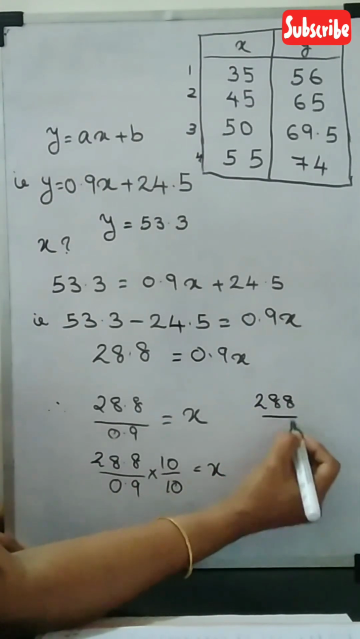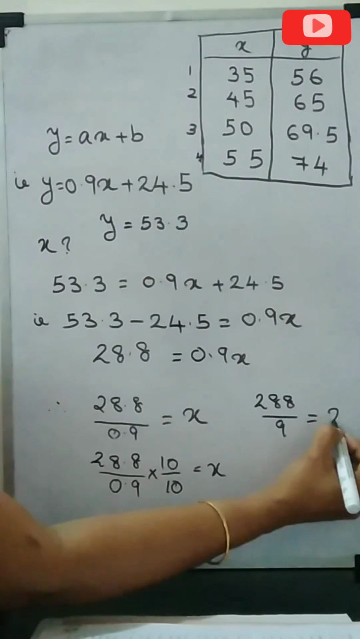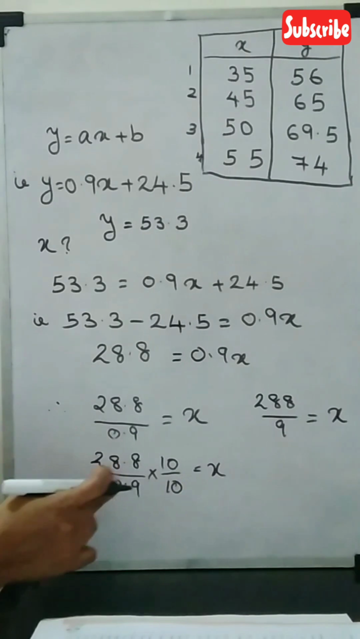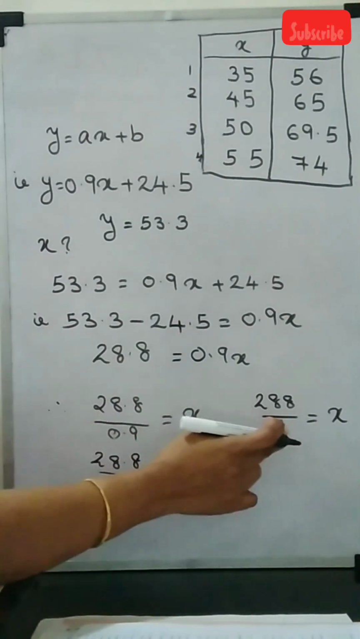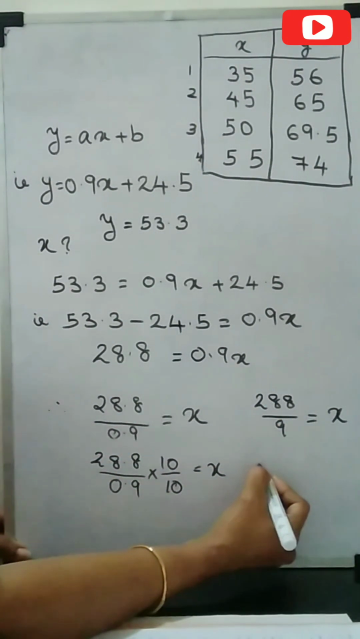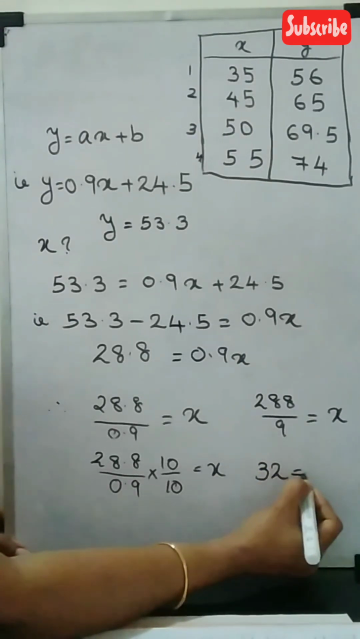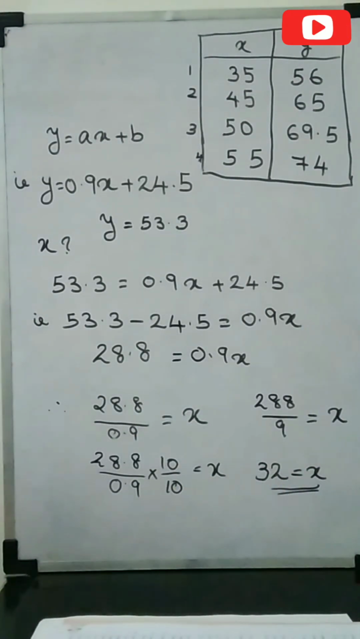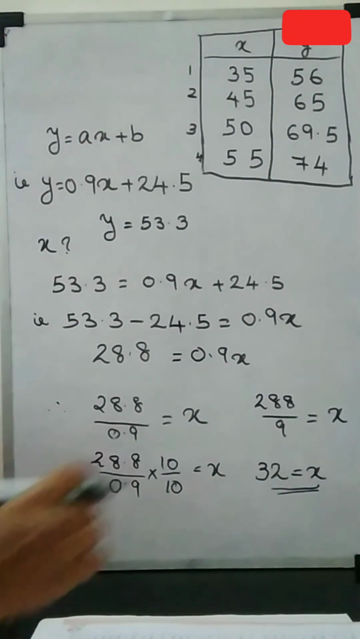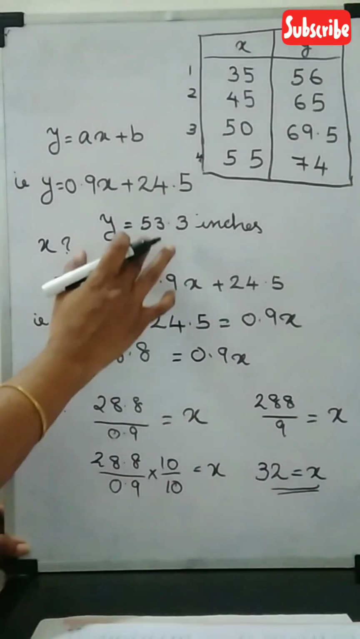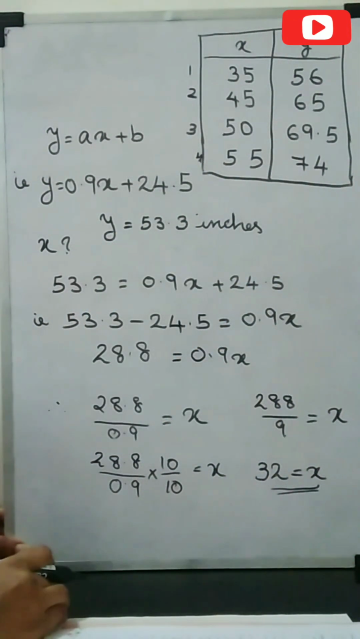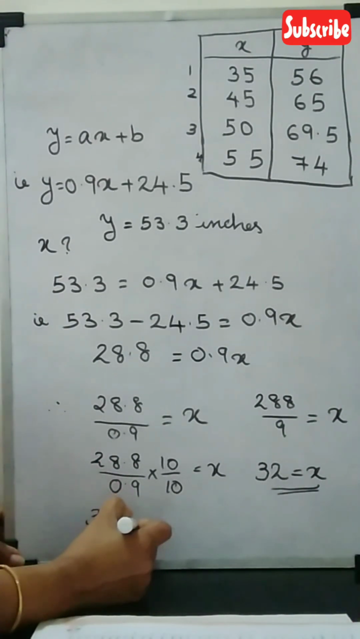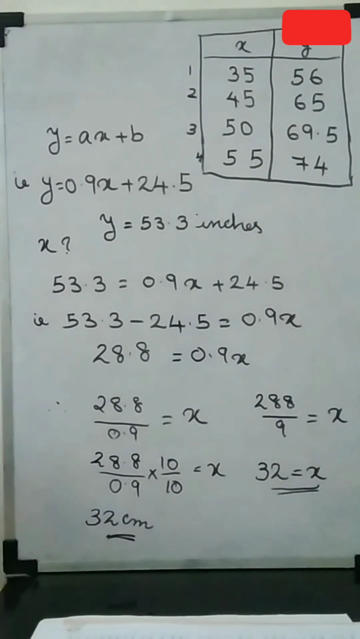Okay, with 10, that is 288 divided by 9 is equal to x. Isn't it? 28.8 multiplied by 10 is 288. 0.9 multiplied by 10 is 9. Okay, so that is 32 is equal to x. 288 divided by 9 is 32. So the value of our x is 32. So when the height is 53.3 inches, then the length of the forehand is 32 centimeter.